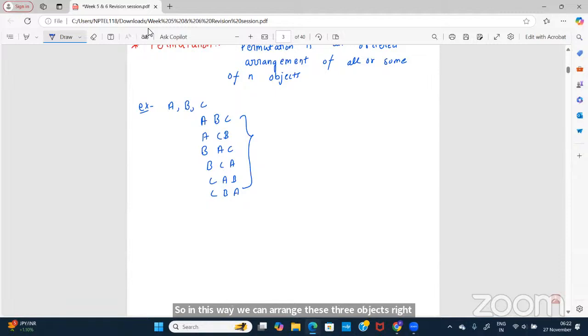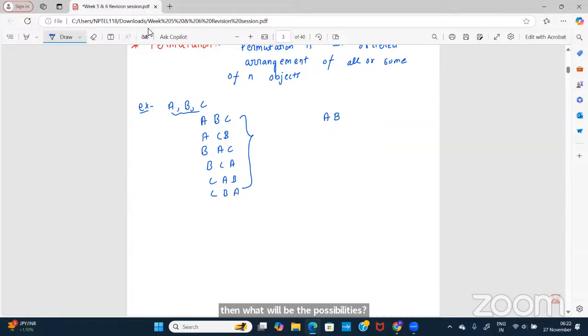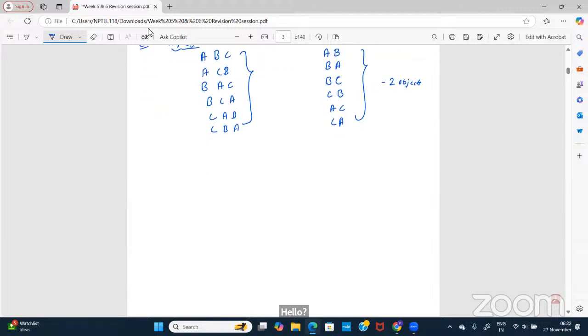Now suppose we have to take only two objects. Out of these three, we have to select only two, and then we have to arrange them also. Then what will be the possibilities? Suppose we have selected AB, so it will be AB or BA. Okay. Next, it could be BC and CB, and AC and CA, right? So here we have selected all the three objects, and here we have selected only two objects out of three, right?